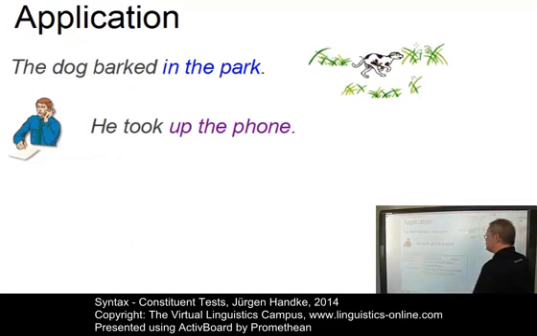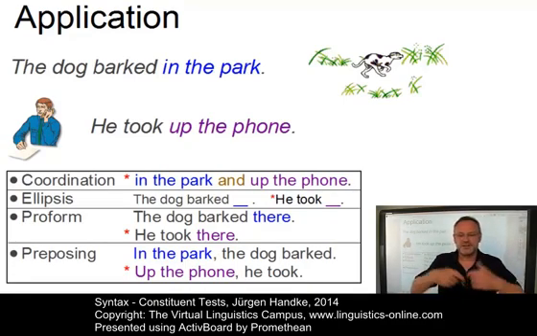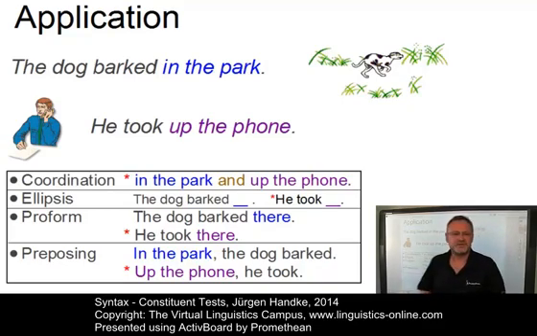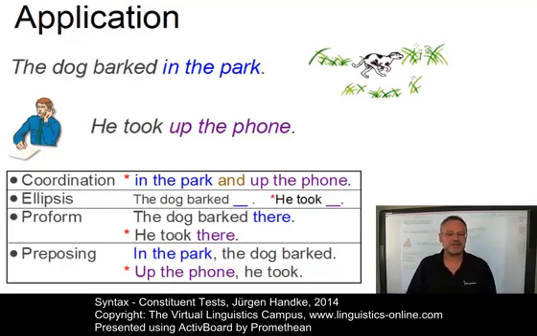Okay, and here is the solution. Since the coordination test, the first test, "in the park" and "up the phone", results in an ungrammatical construction, the two strings "in the park" and "up the phone" must have a different status. And since the remaining tests, ellipsis, proform and preposing, only work for "in the park", as in "the dog barked there" or "in the park the dog barked", "in the park" is a constituent, but "up the phone" in the sentence "he took up the phone" is not.